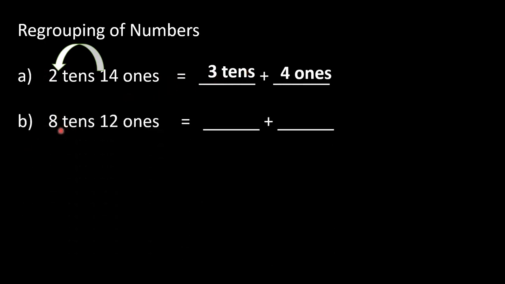B part, 8 tens and 12 ones. So here again, in 12 there are two digits. This is ones place digit and this is tens place digit. So here again we will regroup by giving 1 to tens place, that is equal to 9. So here 9 tens and 2 ones is our answer. So here we will write 2 ones and here in this we will write 9 tens.